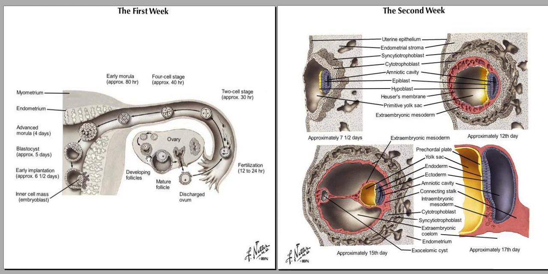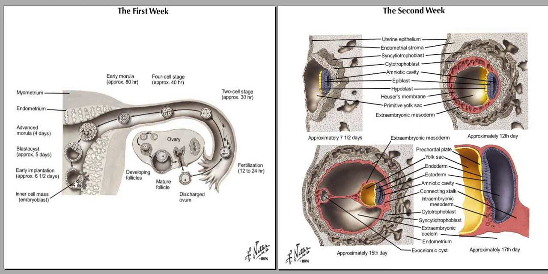Okay, so the first week, as you can see in the ovary, there are developing follicles, and the mature follicle is discharged at the ampulla of the uterine tube. Fertilization occurs within 12 to 24 hours. The zygote is formed, gets to the two cell stage over here by 30 hours, four cell stage by 40 hours, and the early morula around 80 hours. And then, as you can see, this is the myometrium, the endometrium, and that's the blastocyst. So the advanced morula is like for 4 days, and by 5 days the blastocyst is being formed. And then early implantation actually occurs at 6.5 days.